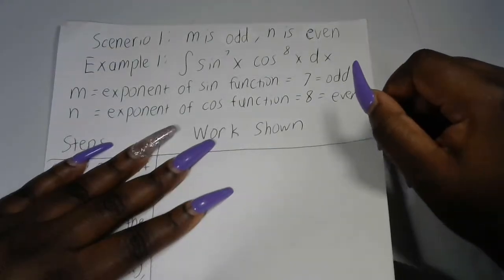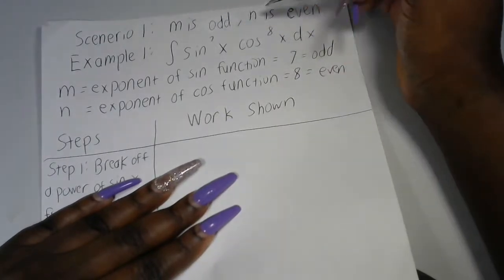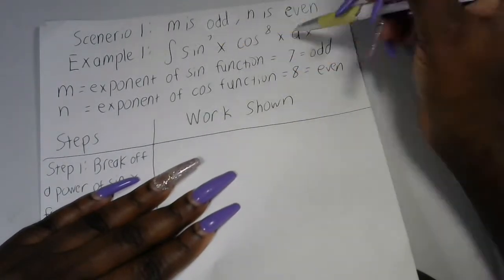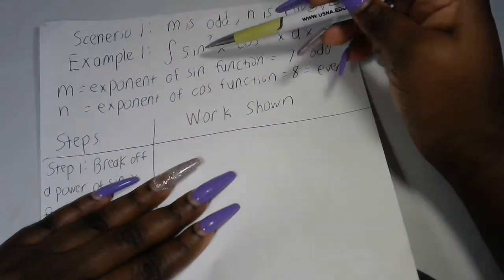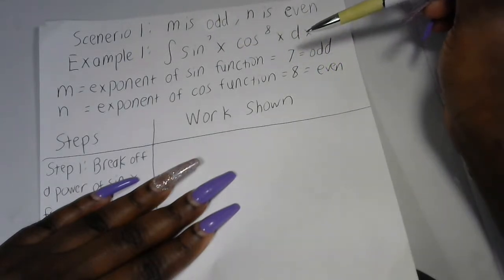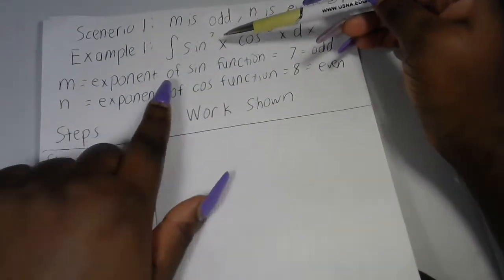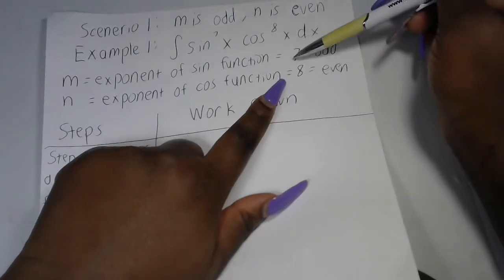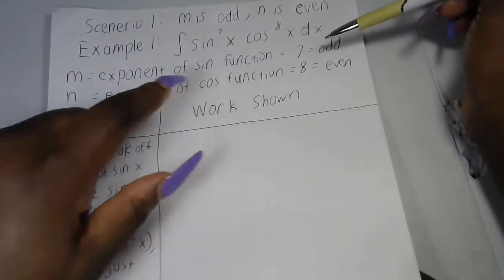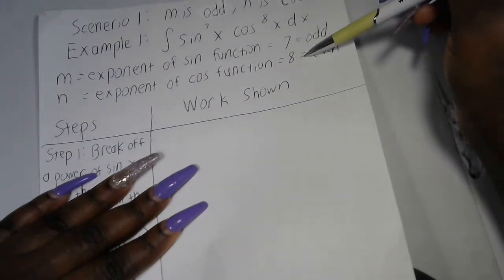Okay, so let's do scenario 1. Like I said, scenario 1 is when m is odd and n is even. So we're going to do an example for that. We're going to do the integral of sine x to the 7th power times cosine x to the 8th power dx. Like I said, m, which is the exponent of the sine function, is 7, as you can see, and it's odd. And n, the exponent of the cosine function, is 8, which is even.